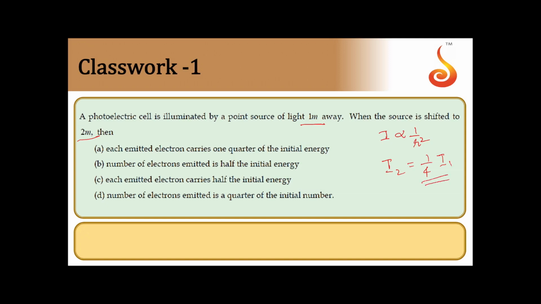If intensity is made 1/4, then number of electrons emitted will become 1/4. Energy of each electron will not change. Energy of each electron depends only on frequency, not on intensity. So because of reduction in intensity, there will be reduction in number of electrons, hence there will be reduction in photocurrent. So it should be option D.